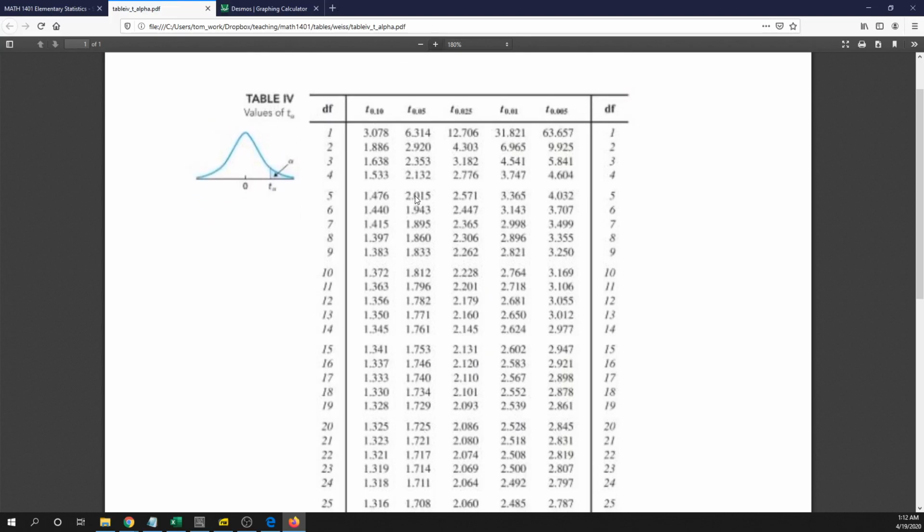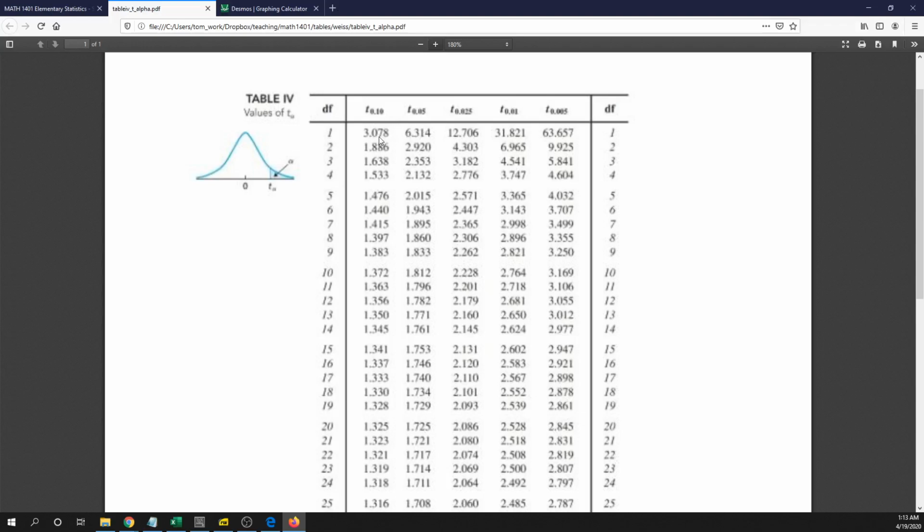And table 4 functions slightly differently than table 2. These values are going to give you the values for areas to the right. They give you the t sub alpha here, and alpha is not the significance level, but it's the area to the right of whatever t sub alpha value it is. So those values are listed up here across the top for certain select values: 0.1, 0.05, 0.025, 0.01, and 0.005.